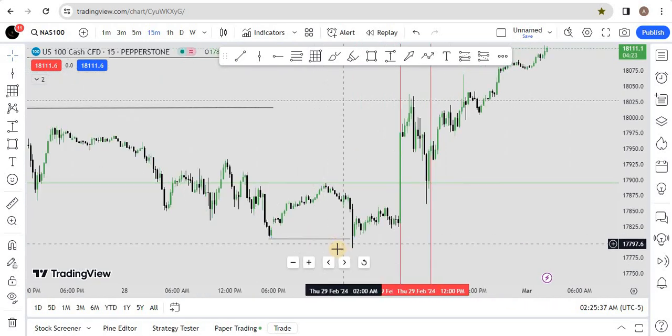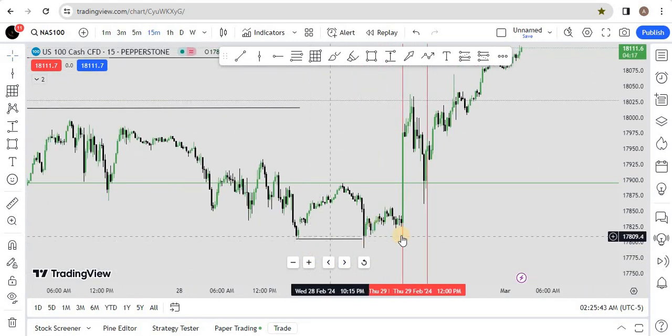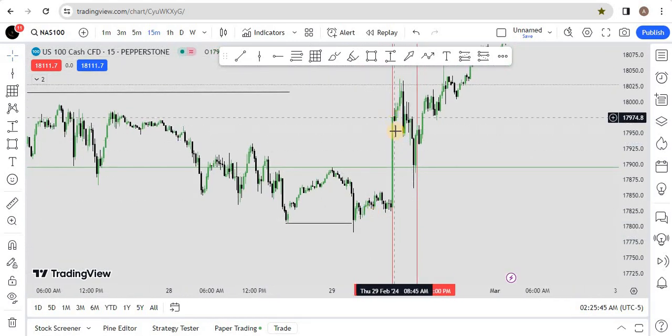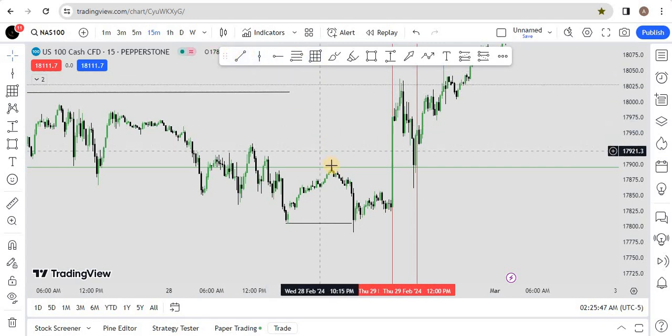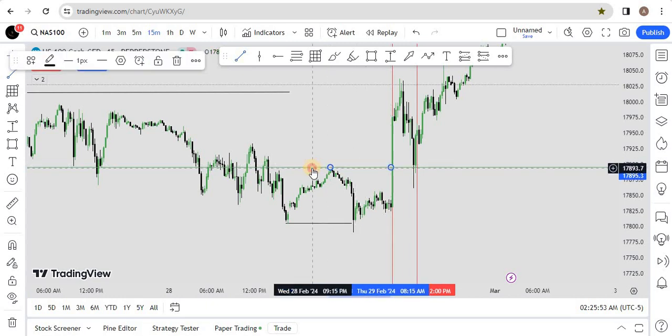So what happened here, we took the liquidity here. This is the sell side liquidity we took. Now we have a market structure shift with displacement, as you see here. Buy also here, buy also here.